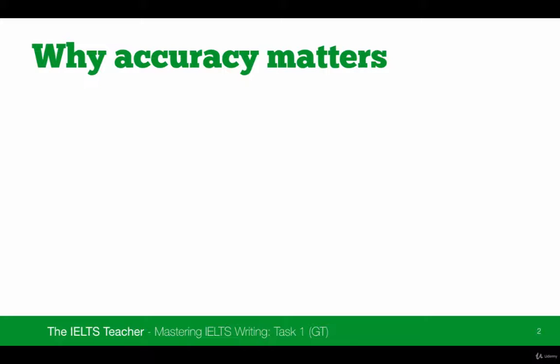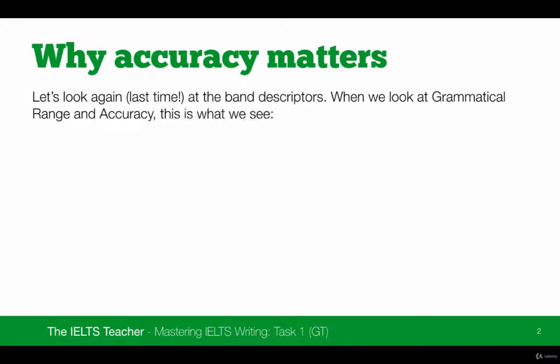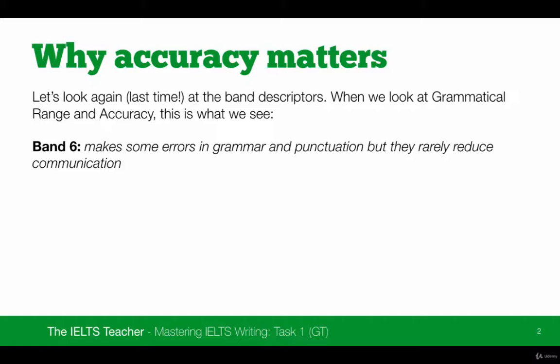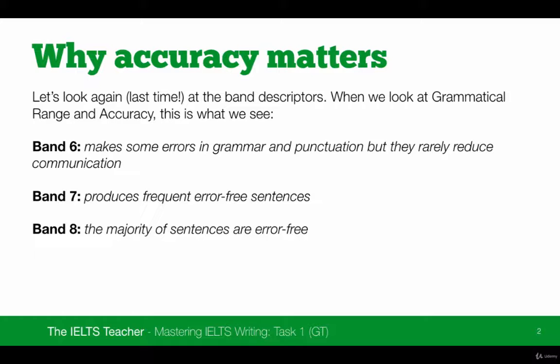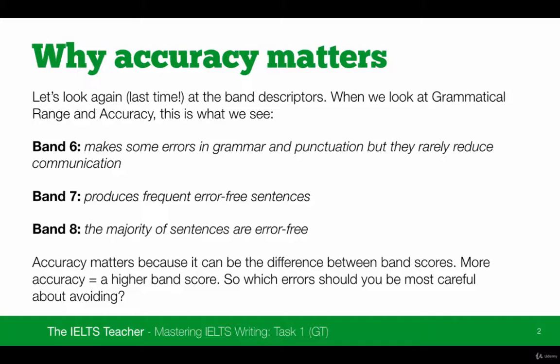Why does accuracy matter in the first place? Well, if we return for the last time to the band descriptors, don't worry, we won't be looking at them again after this. When we look at grammatical range and accuracy, this is what we see. This is what separates the bands. Band 6 makes some errors in grammar and punctuation, but these rarely reduce communication. Band 7 produces frequent error-free sentences. And Band 8, the majority of sentences are error-free. So as you can see, accuracy matters because it can be the difference between particular band scores. Greater accuracy, a higher band score.